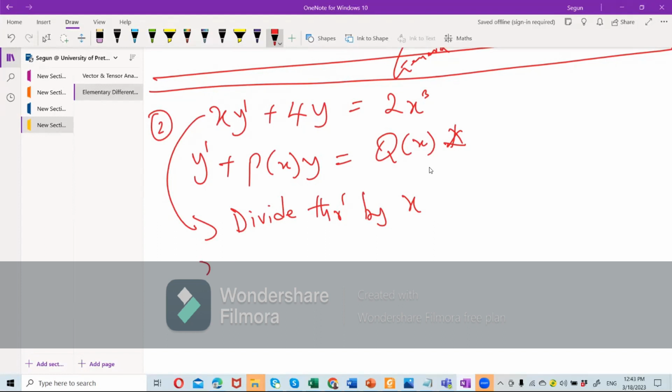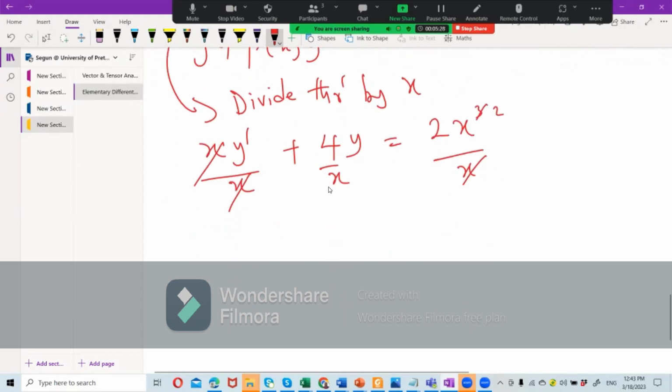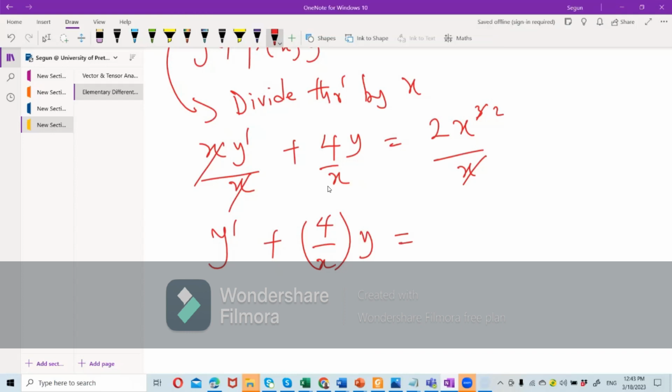So dividing by x, I have x y prime over x plus 4y over x equals 2x cubed over x. Excuse me. This cancels this, this cancels this, and this remains. So I am going to have y prime plus 4 over x times y equals 2x squared.